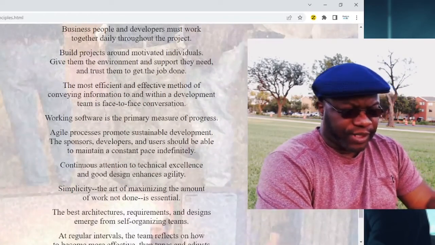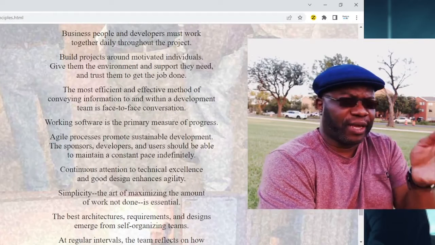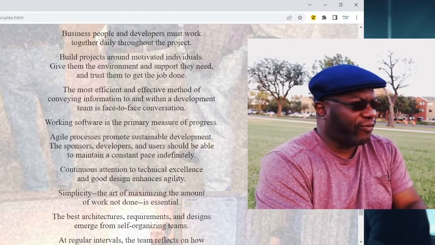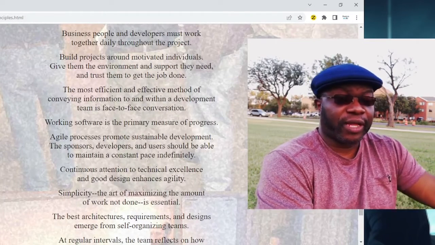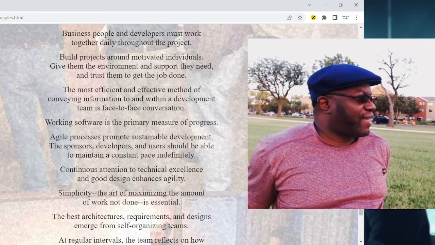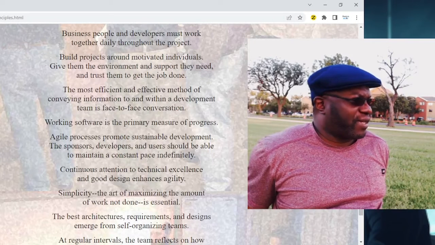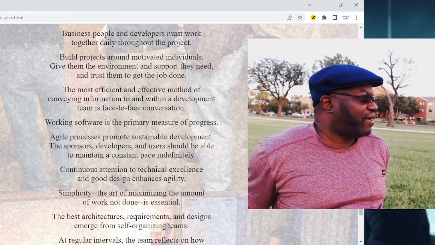All right, next one says business people and developers must work together daily throughout the project. If you're doing things in smaller increments, then there has to be daily, frequent communication, frequent collaboration. I remember training an architectural firm and one of the persons there on the call said, really? Daily? I don't like working with the sales team daily. They get on my nerves.